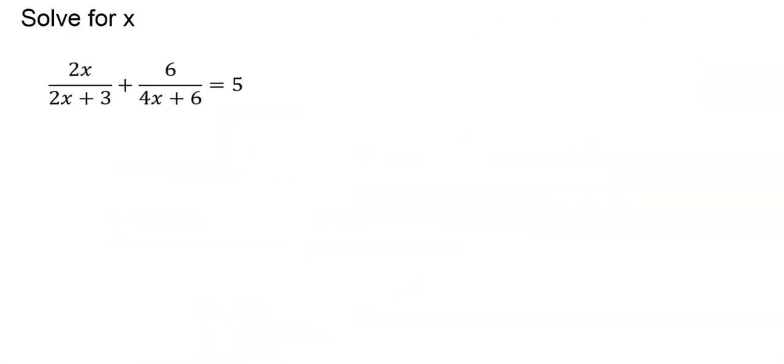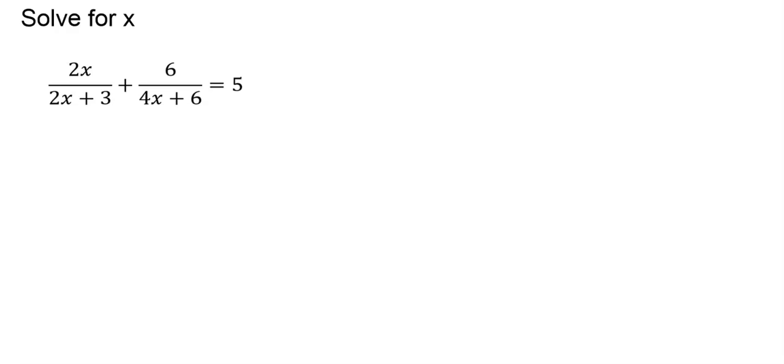Okay, let's try one more equation that has fractions in it. So 2x over 2x plus 3 plus 6 over 4x plus 6 equals 5. Make sure you're not tempted to cancel out these 2x's, by the way. The 2x in the denominator isn't a factor, it's a term. It's connected to the rest of what you see down here with a plus, not a times. So we can't do any canceling here.